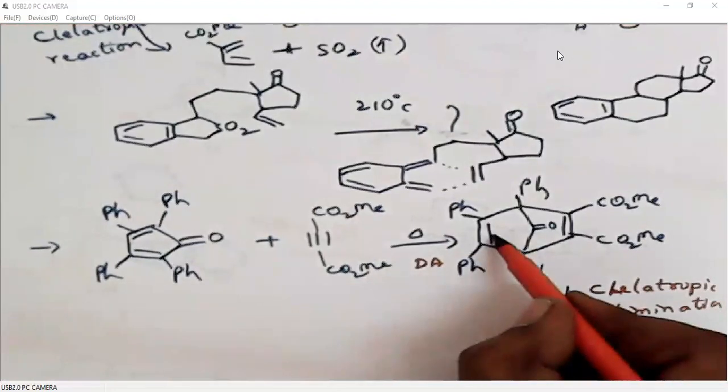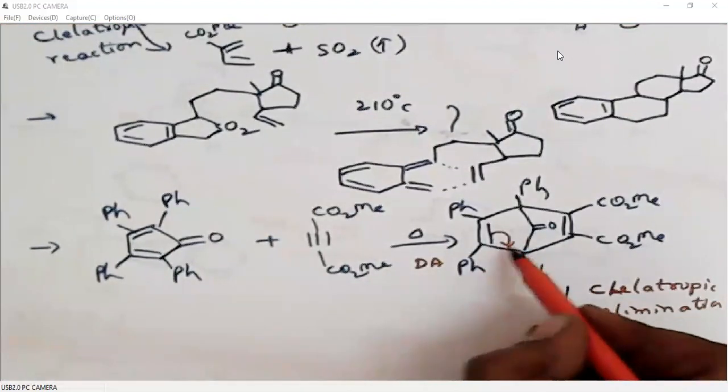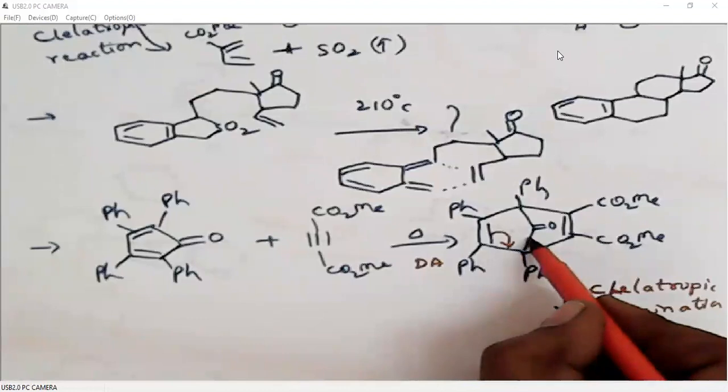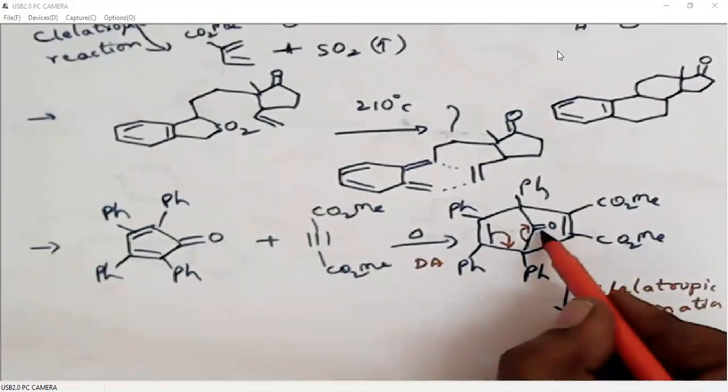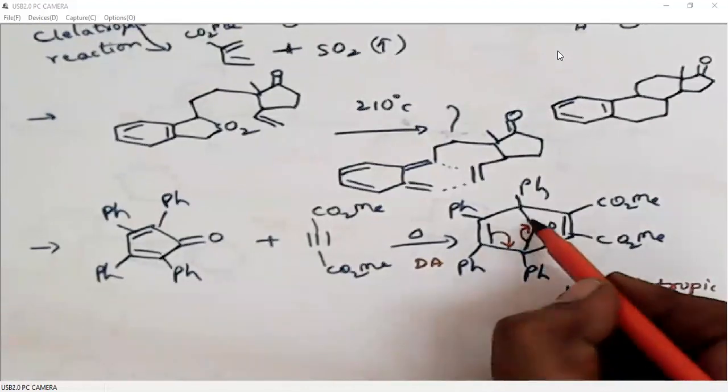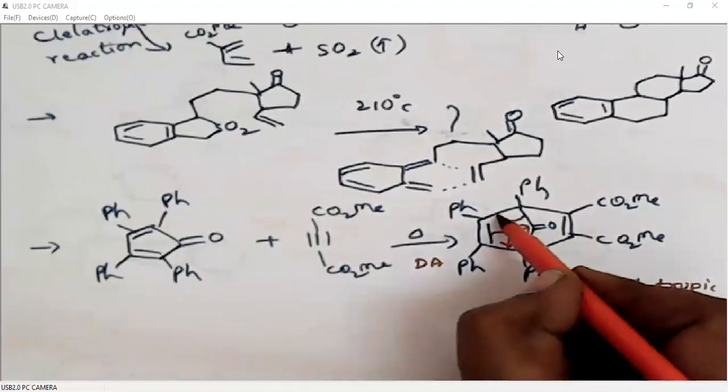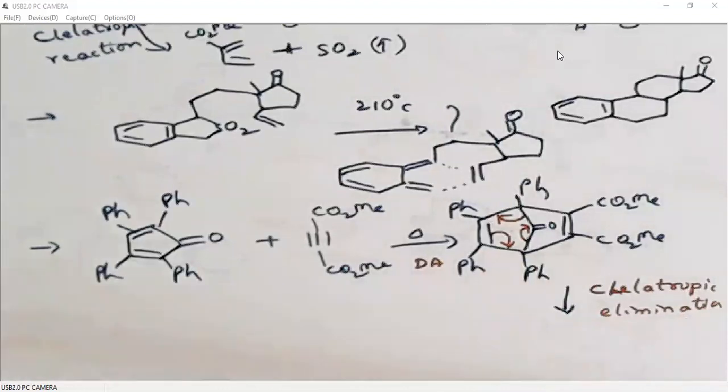How? This double bond will be polarized towards this. So this carbon-carbonyl bond will be broken down. So the carbon-carbon double bond becomes a carbon-carbon triple bond. Then this bond will be broken like this. Now you see the product. What is the product? It is a benzene with 6 substituents.